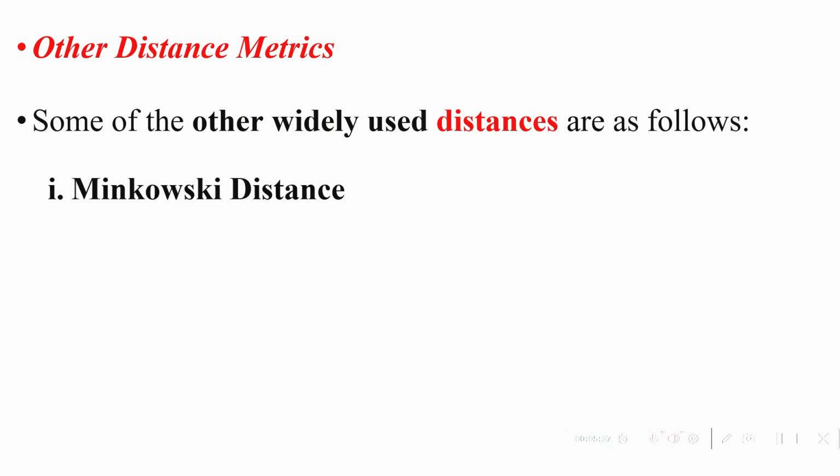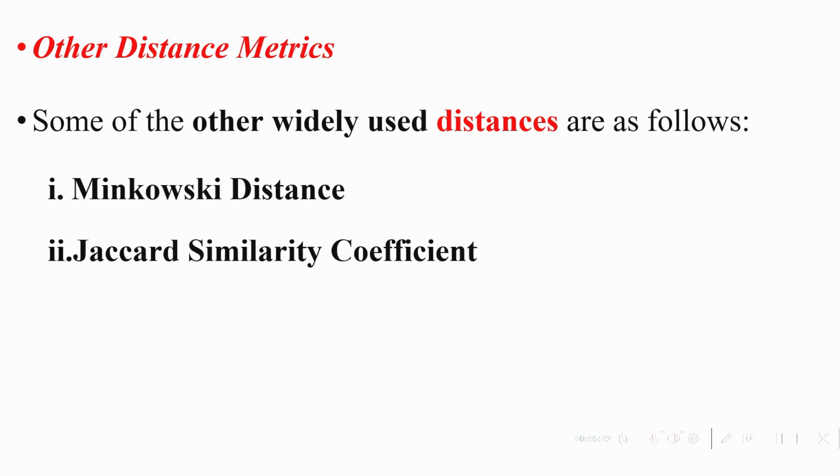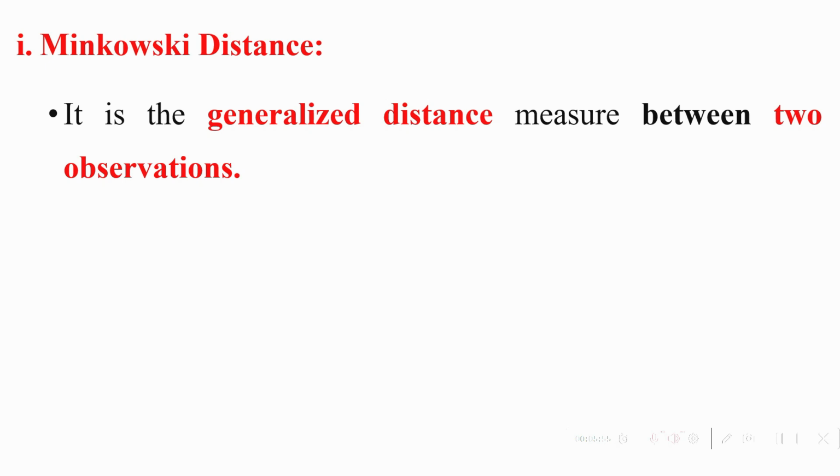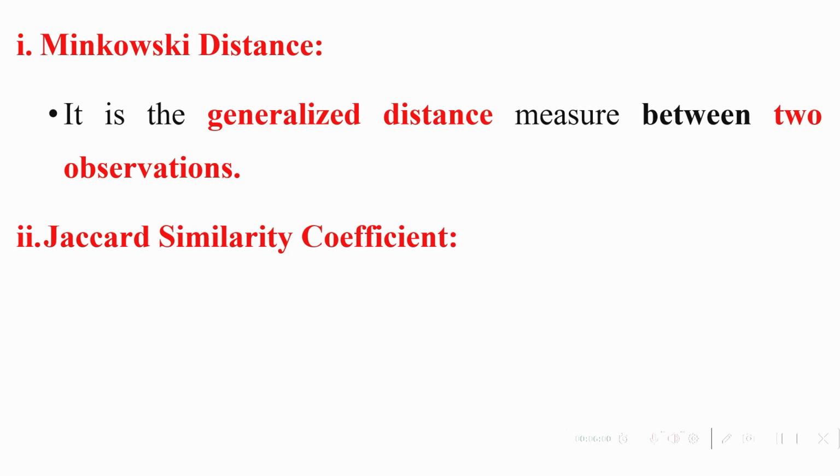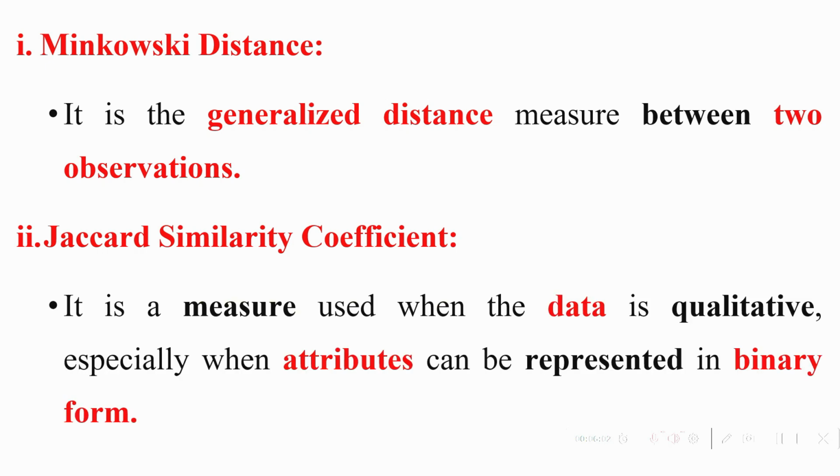So here we have the different important metrics: Minkowski distance, Jaccard similarity coefficient and distance, and cosine similarity. They are the best other than the Euclidean distance measures. Now, Minkowski distance is the generalized distance measure between two observations. And the Jaccard similarity coefficient is the measure used when the data is qualitative, especially when the attributes can be represented in binary form. At that time, we use the Jaccard similarity coefficient.